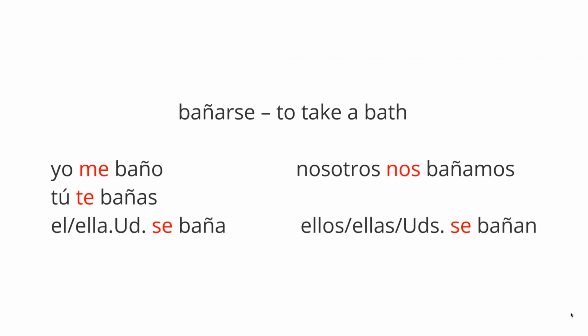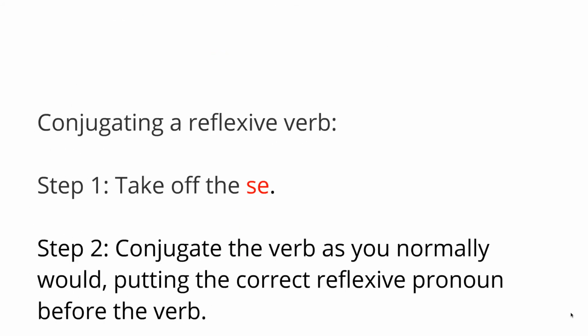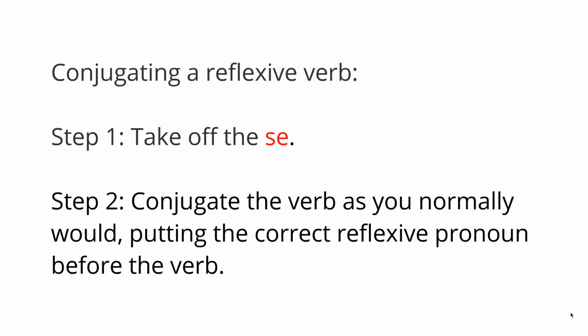The verb bañarse means to take a bath, literally to bathe oneself. How do we know it's reflexive? It has that se attached. First thing you do is you take off the se, and what's left? We have the verb bañar. Bañar is a regular AR verb. So how do we conjugate that? Take off the se. Then you conjugate the verb as you normally would, but you have to put a correct reflexive pronoun before the verb.